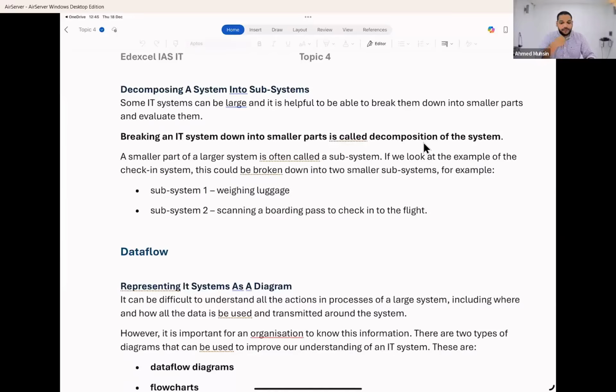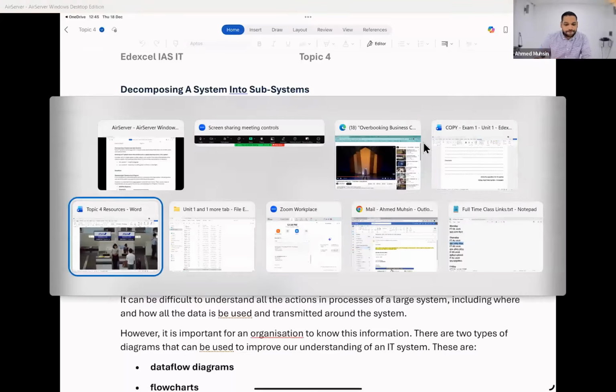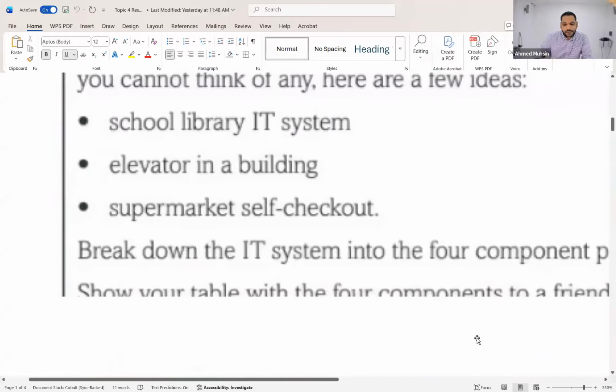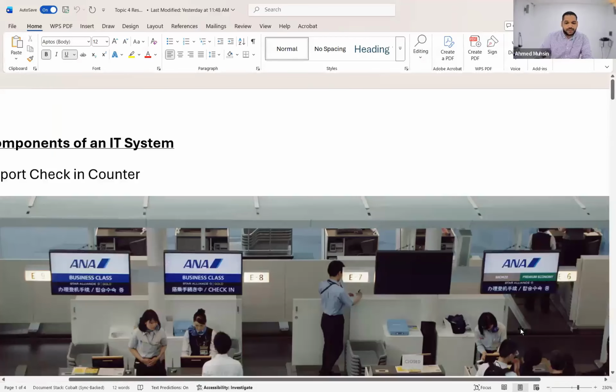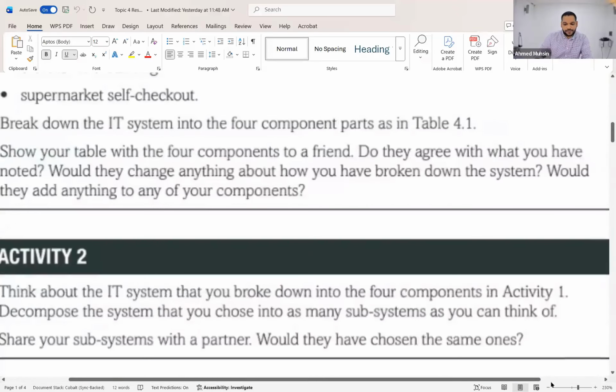Okay, if you look at the example of the airport check-in system, this could be broken down into two smaller subsystems. For example, subsystem 1 is to deal with weighing of your luggage. Subsystem number 2 could be scanning your boarding pass to check you into the flight. Everybody okay with this? Nothing complex here now? So far, so good. Right. Can you all read this? I took this from your textbook and I thought I should attempt it with you all.